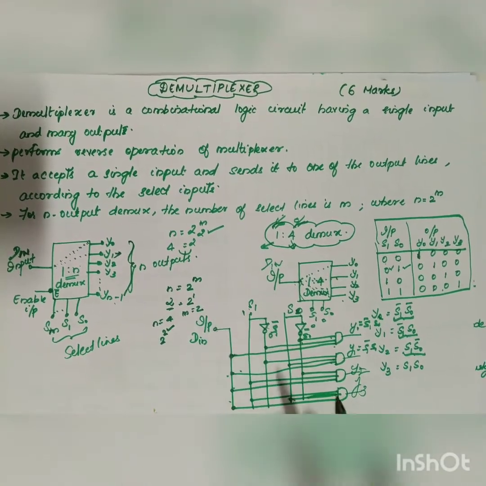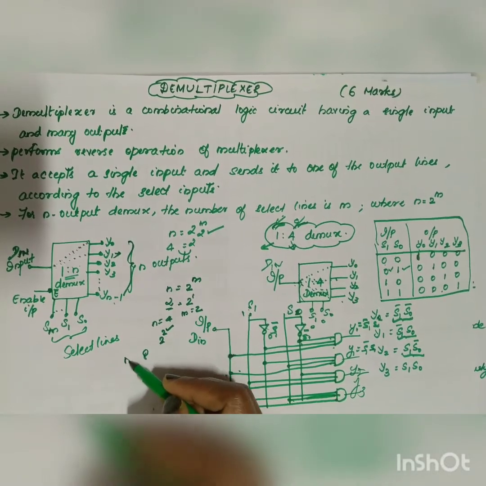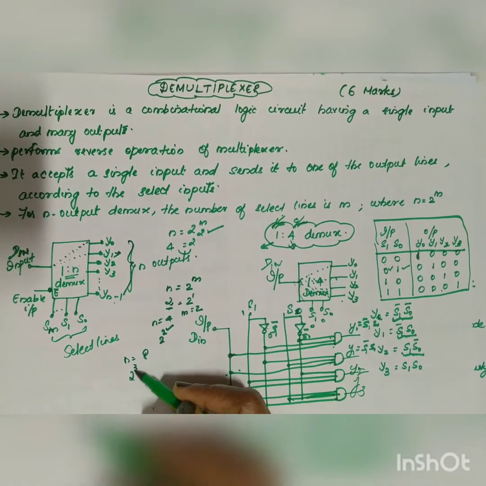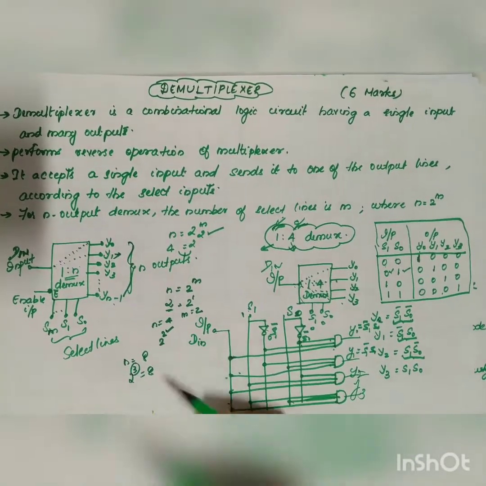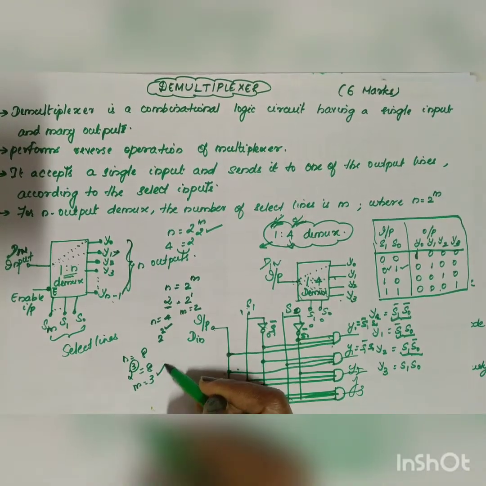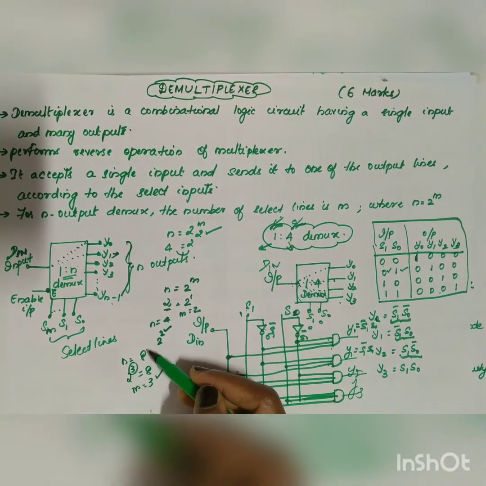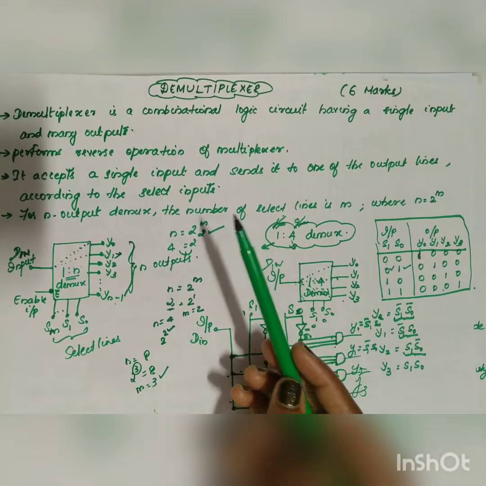Suppose your output is equal to 8, n equal to 8, then 2 power m is equal to 8. What will be your m? It will be equal to 3. So m is equal to 3. The number of select lines is 3 if your outputs are equal to 8. Okay, so this is how you have to design your circuit.